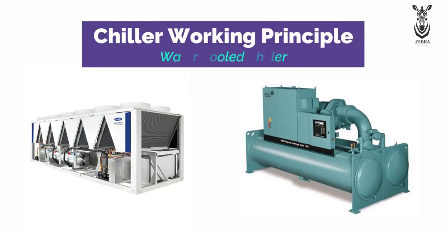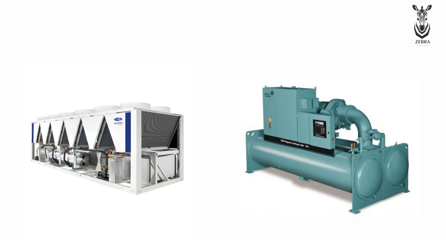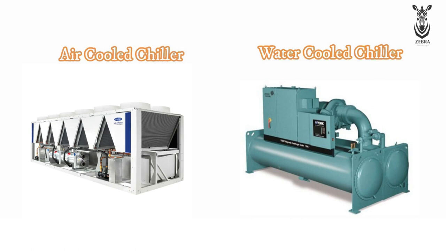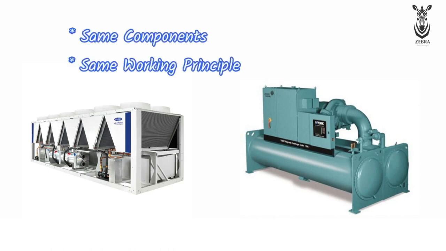In this video, we are going to discuss the working principle of the chiller. We can see chillers in large buildings, and there are many types of chillers. But there are commonly two types: one is the air-cooled chiller and another is the water-cooled chiller. Although there are many types of chillers, they all have the same components and the same working principle.